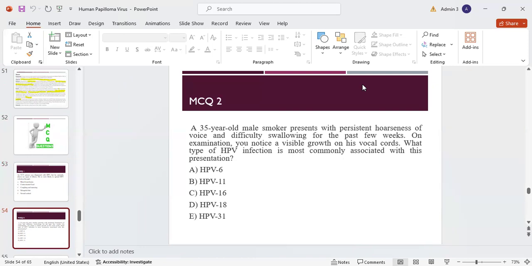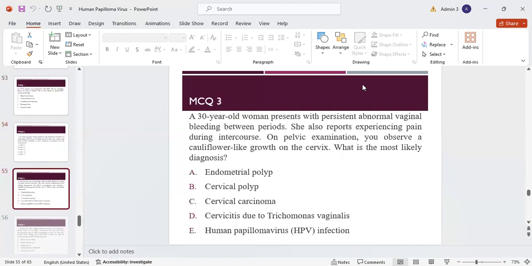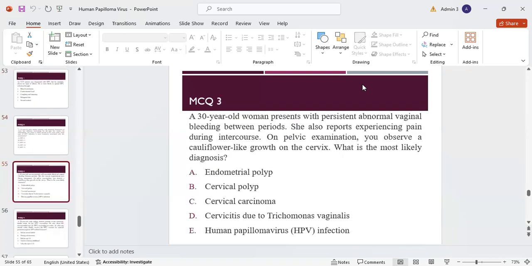The right answer is B. Option C, HPV 16. A 30-year-old woman presents with persistent vaginal bleeding between periods. She also reports experiencing pain during intercourse. On pelvic examination, you observe a cauliflower-like growth on the cervix. What is the most likely diagnosis?